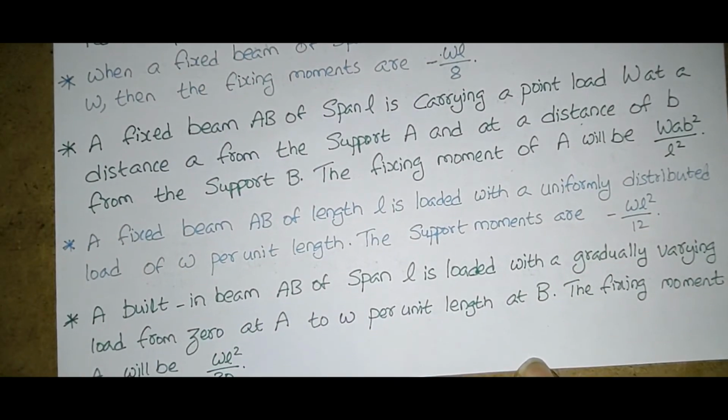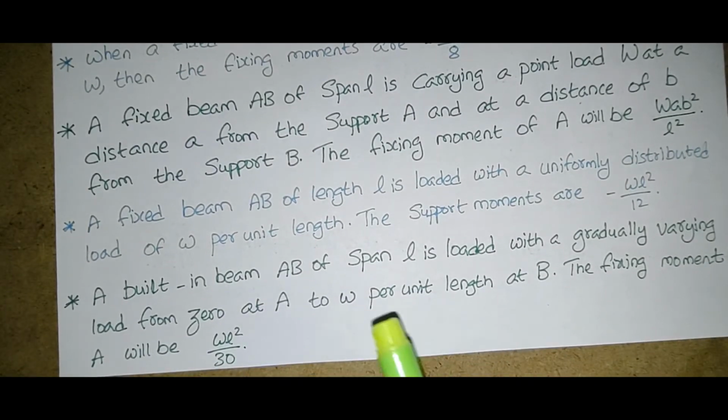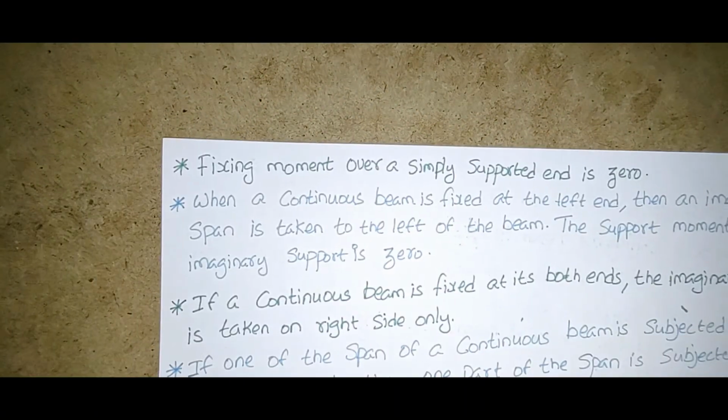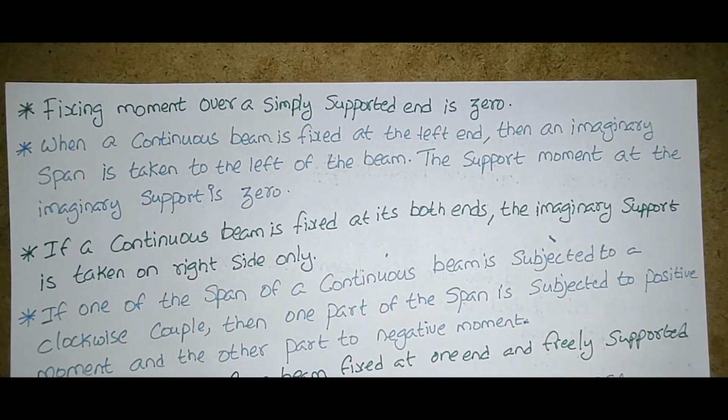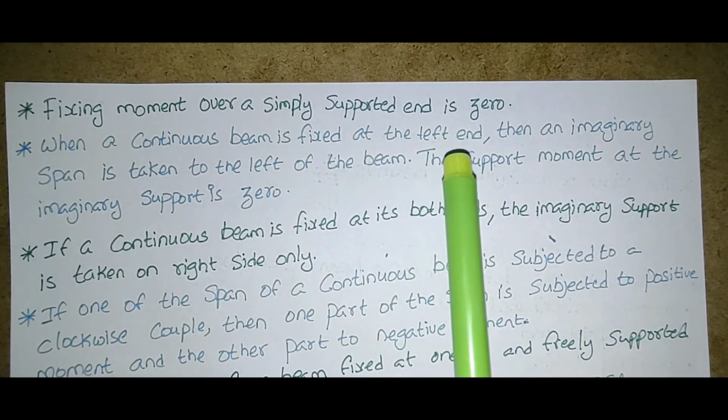A built-in beam AB of span L is loaded with a gradually varying load from 0 at A to W per unit length at B. The fixing moment A will be WL square by 30. Okay, now we will continue. Fixing moment over a simply supported end is 0.